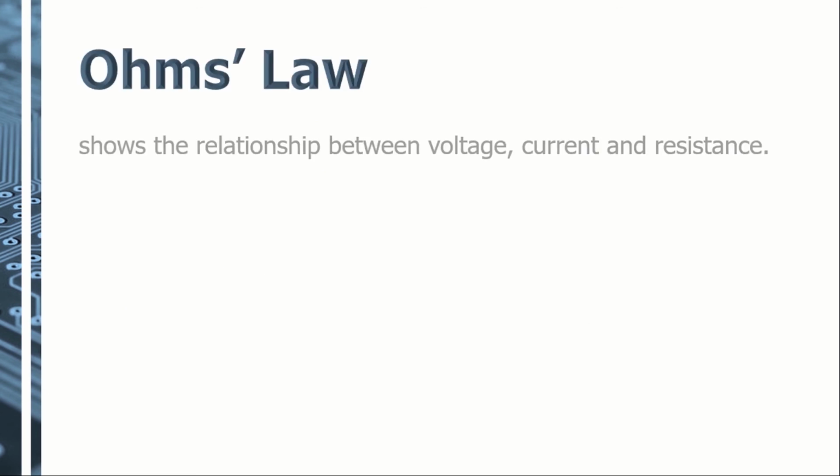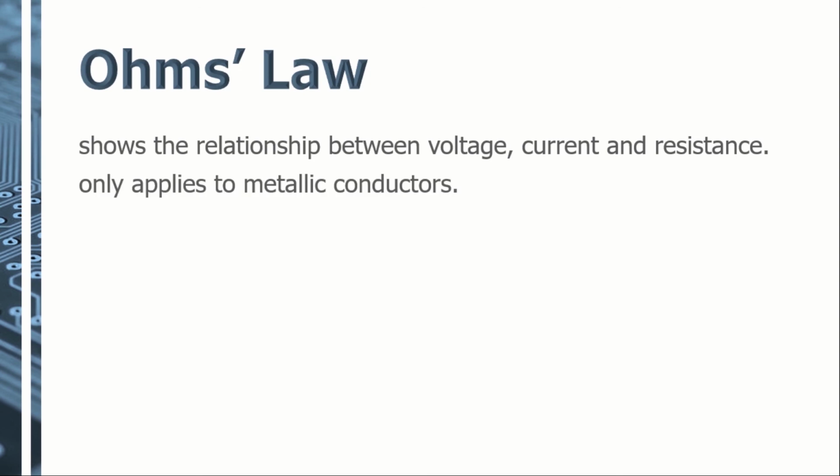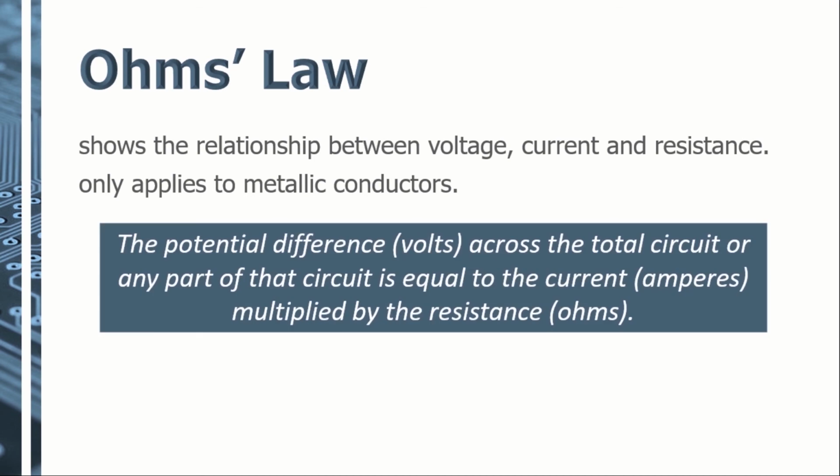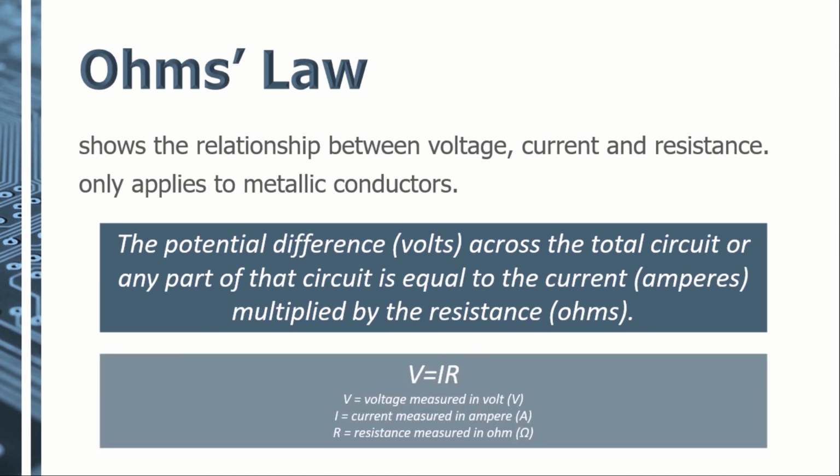Electric current, electric potential, and electric resistance are all related, and their relationship is shown in Ohm's Law, which states that the potential difference across the total circuit or any part of that circuit is equal to the current multiplied by the resistance. The formula is V = I × R, where V is the electric potential in volts, I is the electric current in amperes, and R is the electric resistance in ohms.